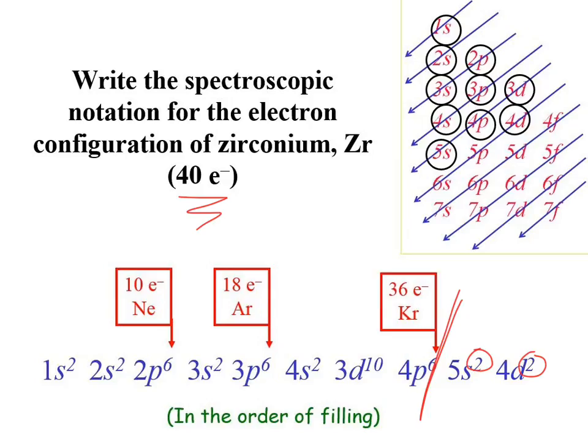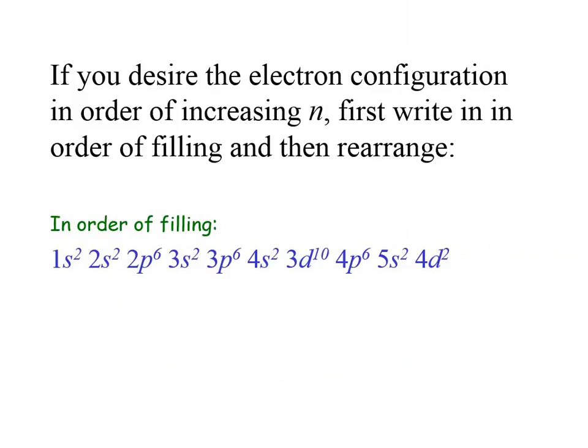Now, I want to talk about something to take how your electrons are configured and unscramble them. This is the order of filling using the arrow diagram. The unscrambling is what we call the order of increasing n. So that's the order of filling. That should look just like what you had before.